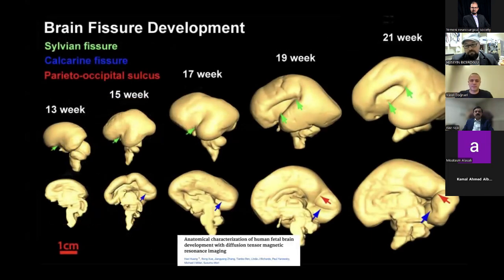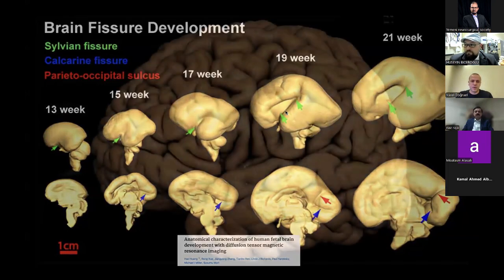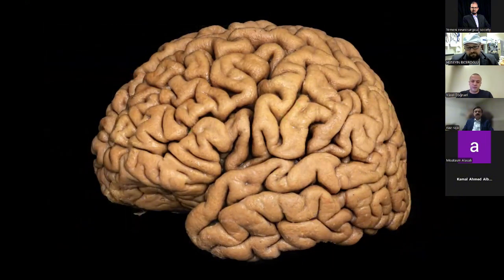From a developmental perspective, in the human brain, it can be detected by the 13th week of gestation. Here we can see, in the 13th week of gestation, a three-dimensional human fetal MRI, and the Sylvian fissure can be detected. In the upper image, we can see its development until the 21st week. The Sylvian fissure, also named the lateral sulcus, is the most consistent landmark on the lateral surface of the brain.